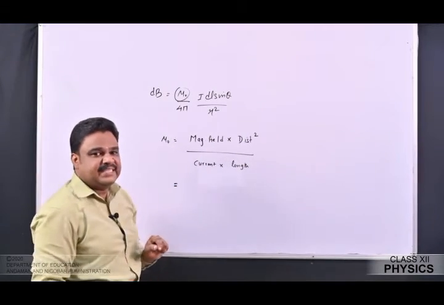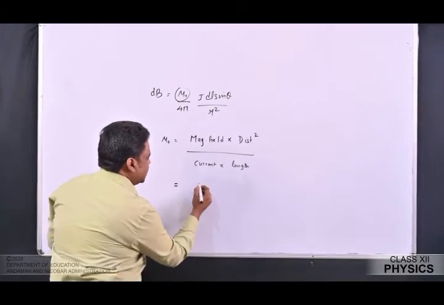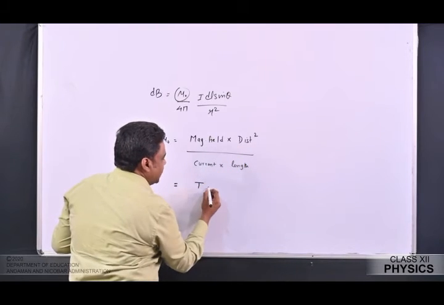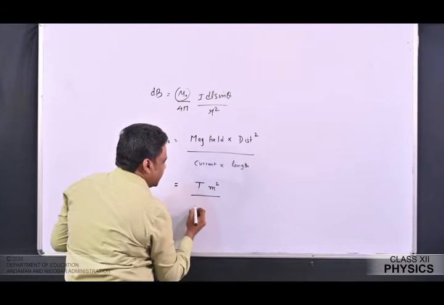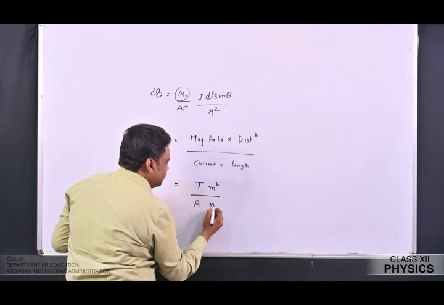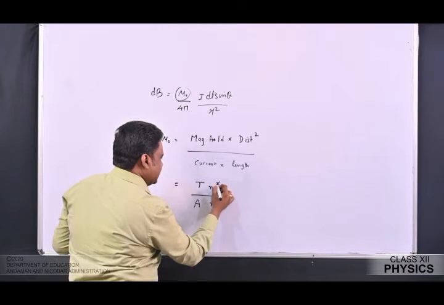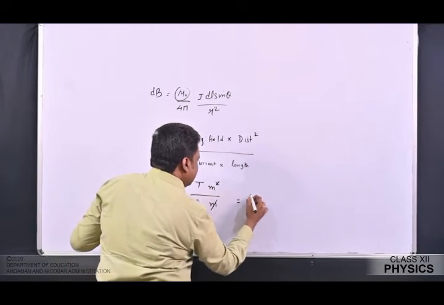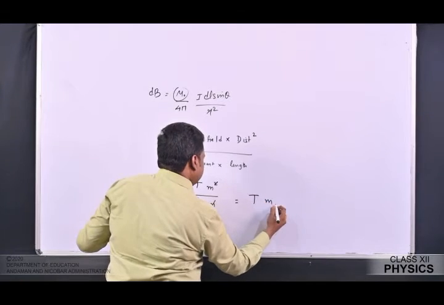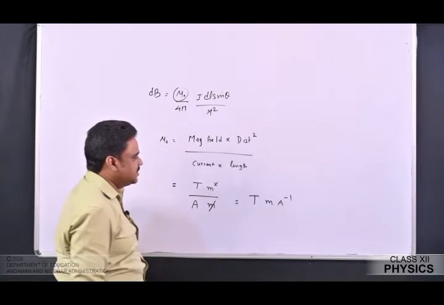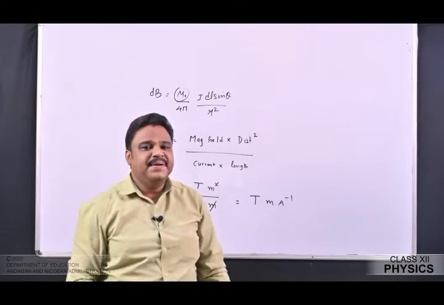What is magnetic field measured in? Tesla. Magnetic field is measured in Tesla. Distance square is meter square. The unit for current is ampere, and for length is meter. One meter cancels off. So what I'm going to get is Tesla meter ampere inverse. The unit becomes Tesla meter and ampere inverse.